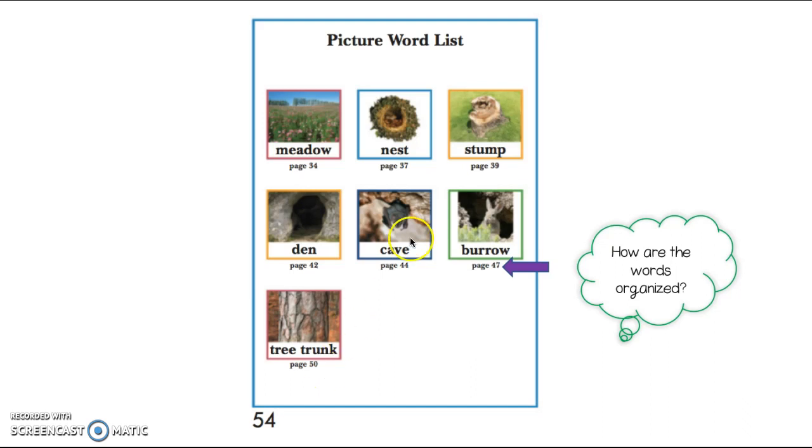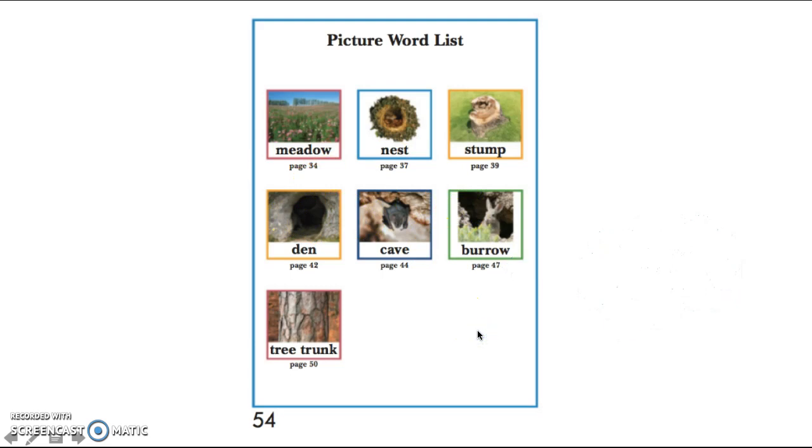Yeah, so we can see as we read the text, we're going to start at the meadow, then the nest, then the stump. That kind of gives us direction as we go through the story, so that's helpful. I'm glad they organized it by page number, that's for sure.